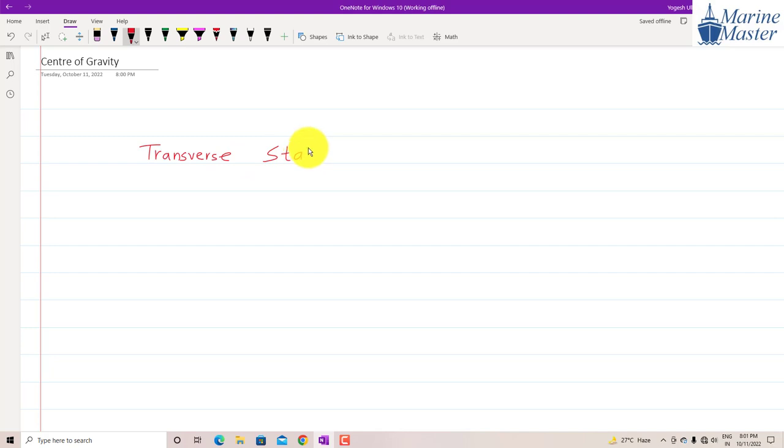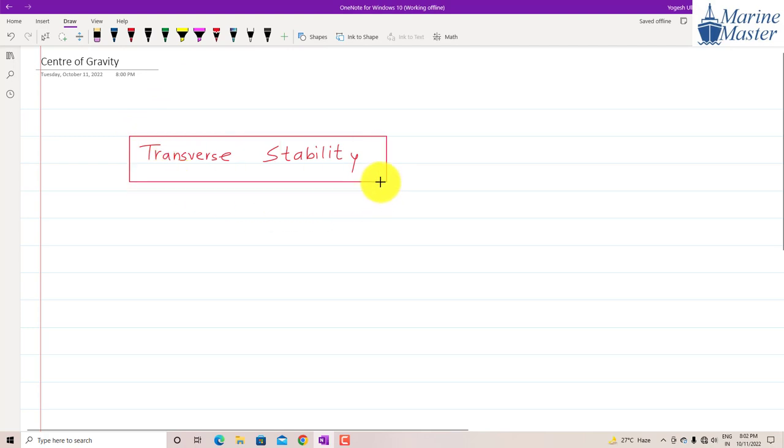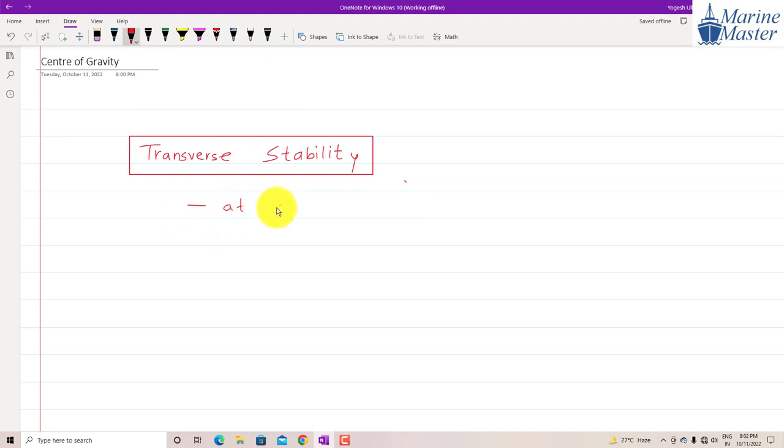Transverse stability, the main heading, a bigger heading. In transverse stability we are going to study two things. What are they? Transverse stability at small angle of heel.